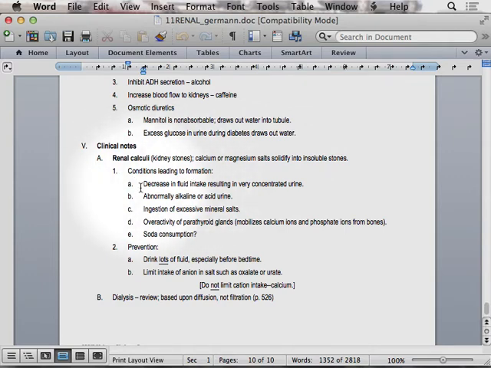And in the conditions leading to urine formation, decrease in fluid intake results in very, very concentrated urine. Abnormally acid or alkaline urine make it more likely for the kidney stones to form. Or ingestion of excessive mineral salts can do it.